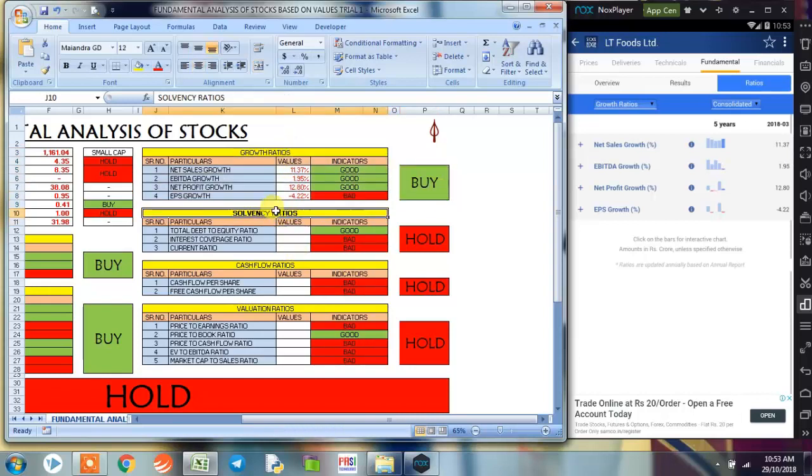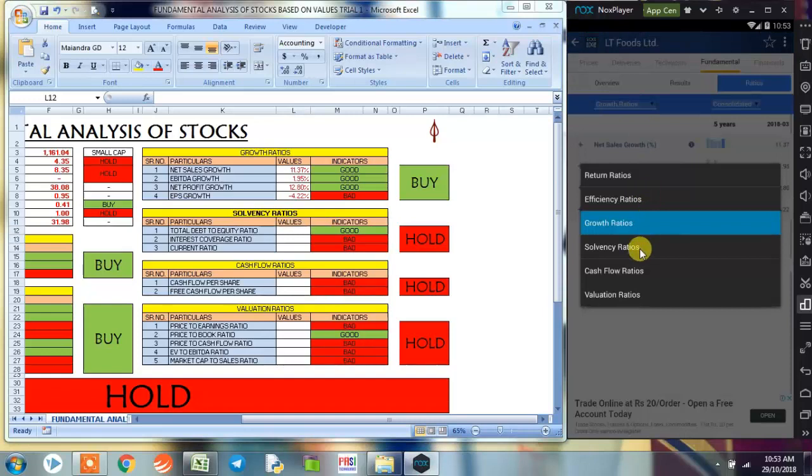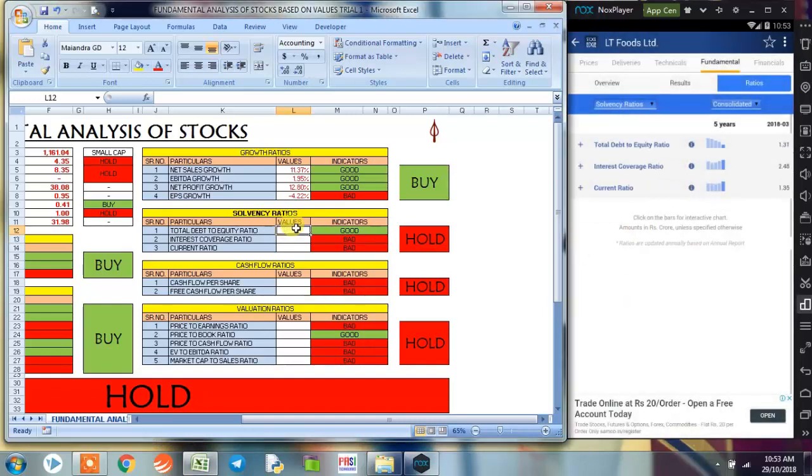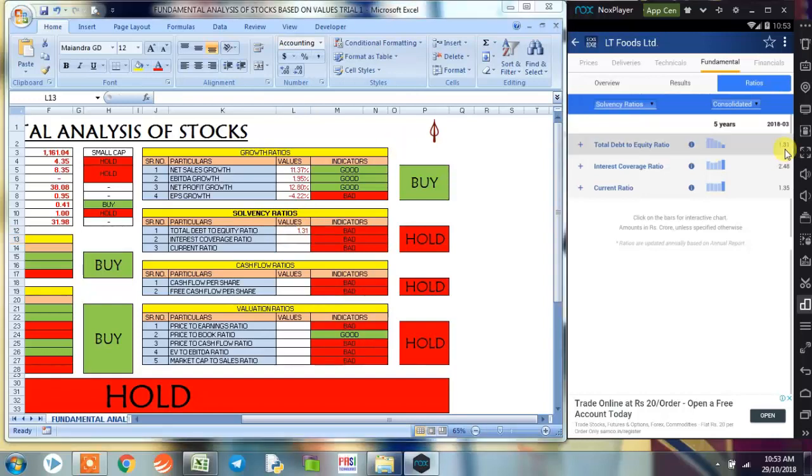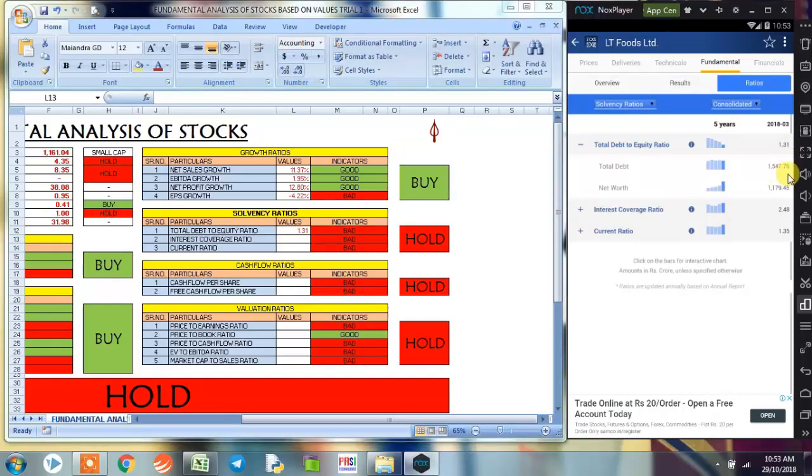Now coming on to the solvency ratio, a very important ratio in shortlisting any stock. The first is total debt to equity ratio, which is 1.31. Now when we click on 1.31, we get to know that the total debt on the company is 1547.76 crores, whereas the net worth of the company is 1179.45 crores.